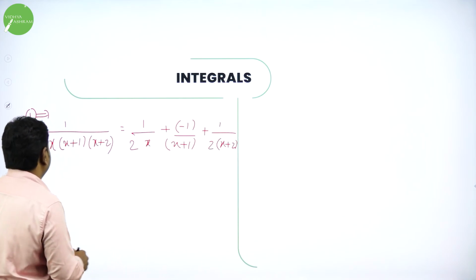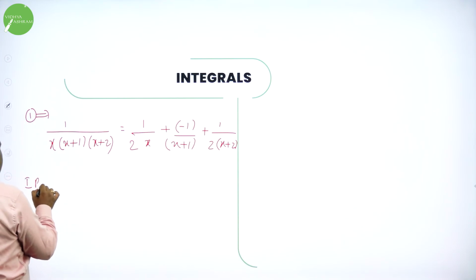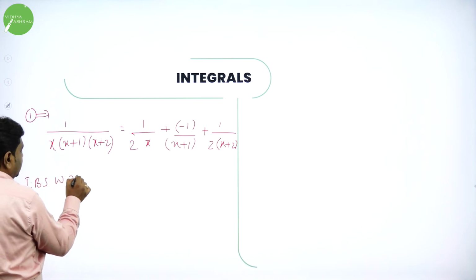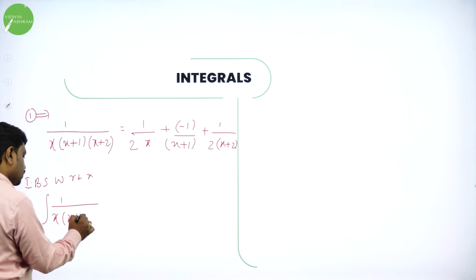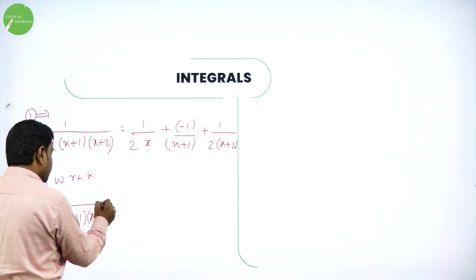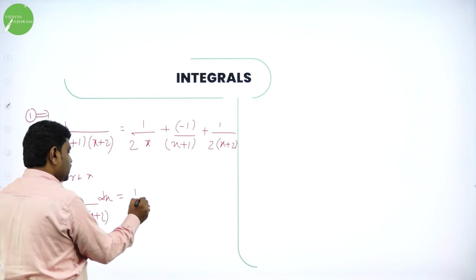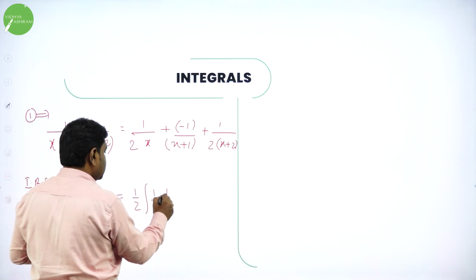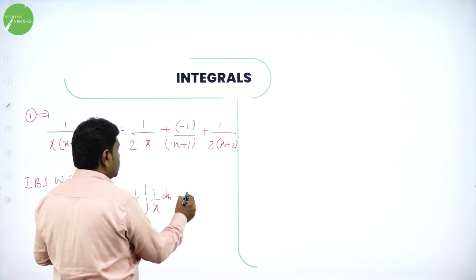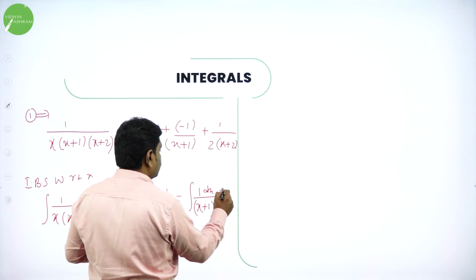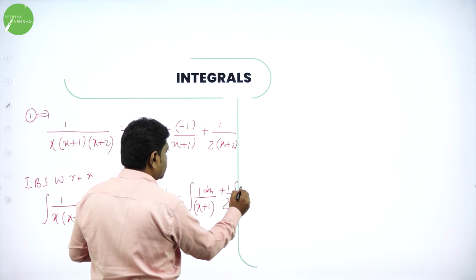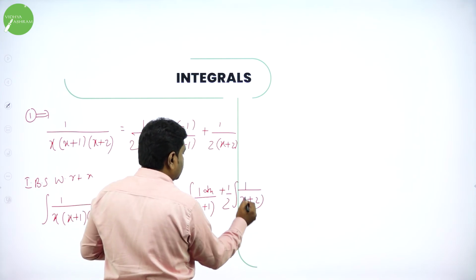Now integrate both sides with respect to x. So LHS is integration of 1 by x into x plus 1 into x plus 2 dx. This is the given problem. And this will become 1 by 2 is constant, I will take it out, integration of 1 by x dx. Plus into minus is minus, integration of 1 by x plus 1 dx. Each term integrate. Plus 1 by 2 is constant, take it out, integration of 1 by x plus 2 dx.